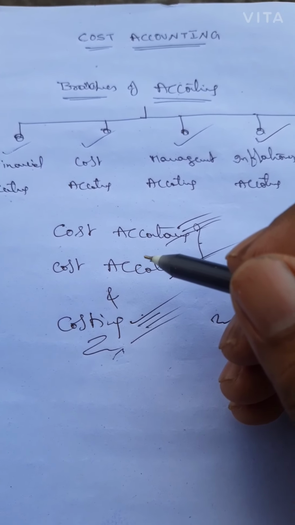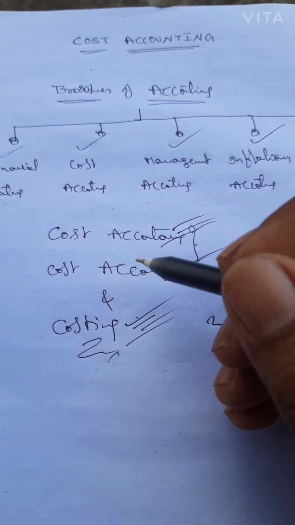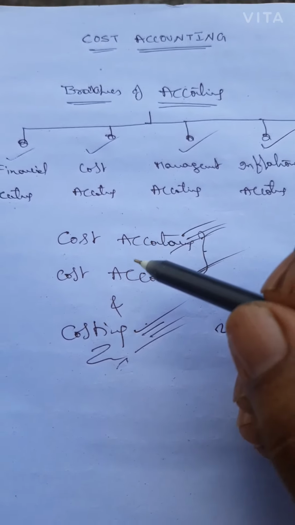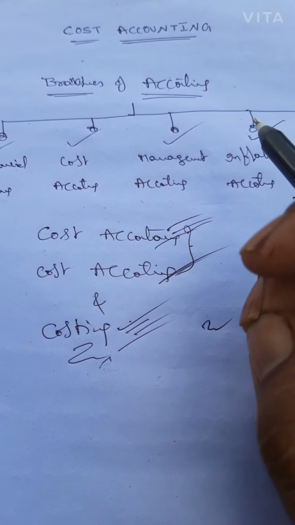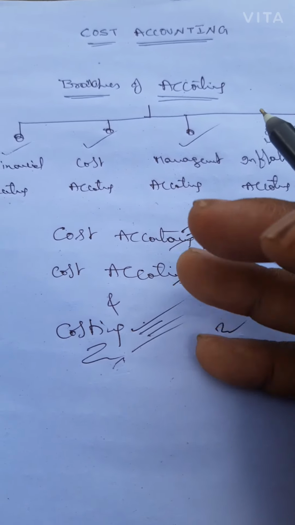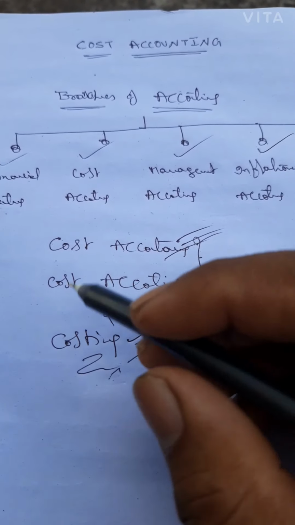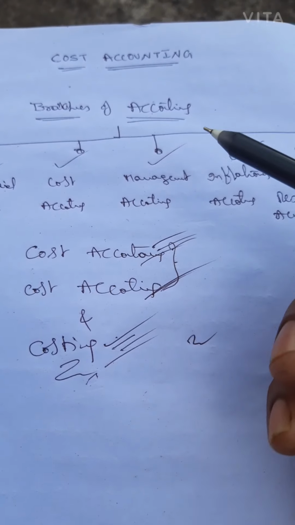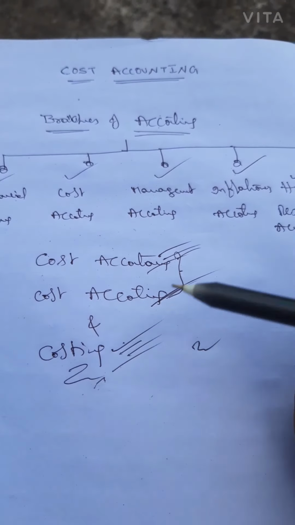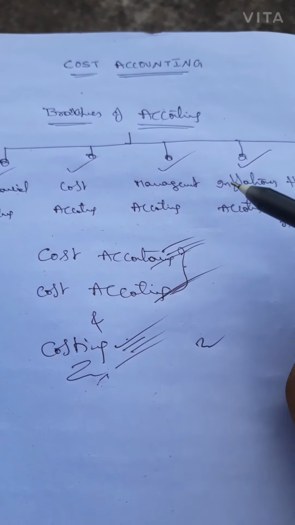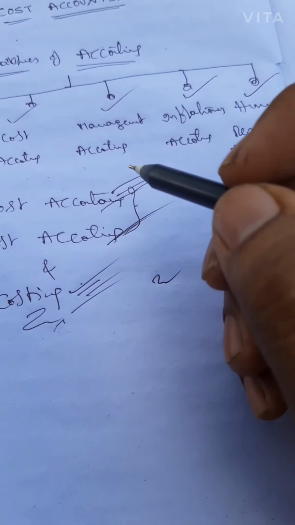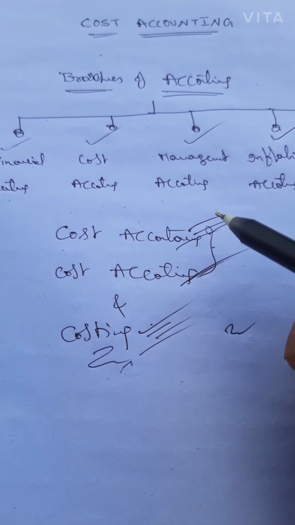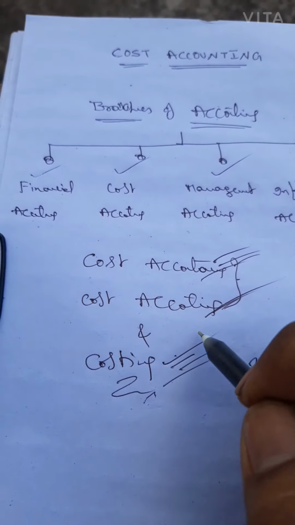In the last class, we discussed the introduction to cost accounting and branches of accounting. Branches of accounting is nothing but the accounting tree. We have 5 kinds of accounting: financial, cost, management, inflationary, and finally human resource accounting. And we also discussed the differences between cost accounting, cost accountancy, and costing. Okay.